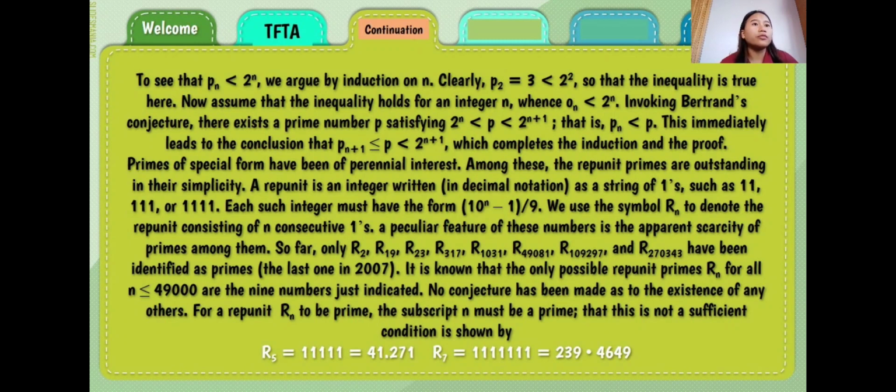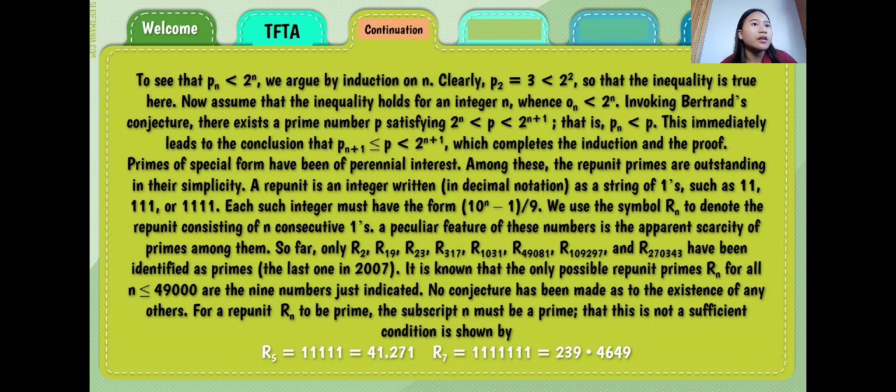And primes of special form have been of perennial interest. Among these, the repunit primes are outstanding in their simplicity. A repunit is an integer written in decimal notation as a string of 1s, such as 11, 111, or 1111. So each such integer must have the form (10 to the power of n minus 1) divided by 9. So we use the symbol R sub n to denote the repunit consisting of n consecutive ones.